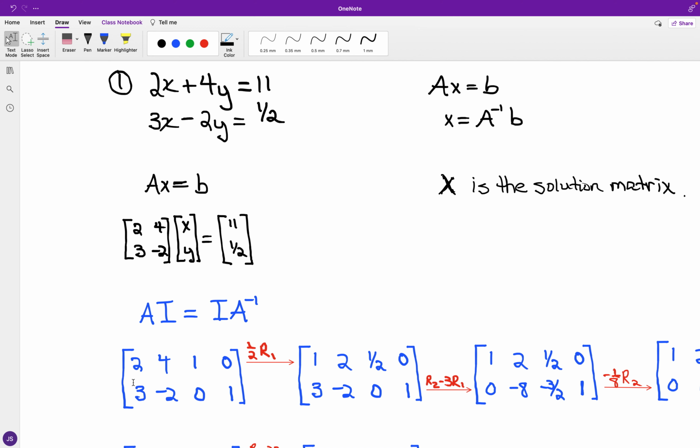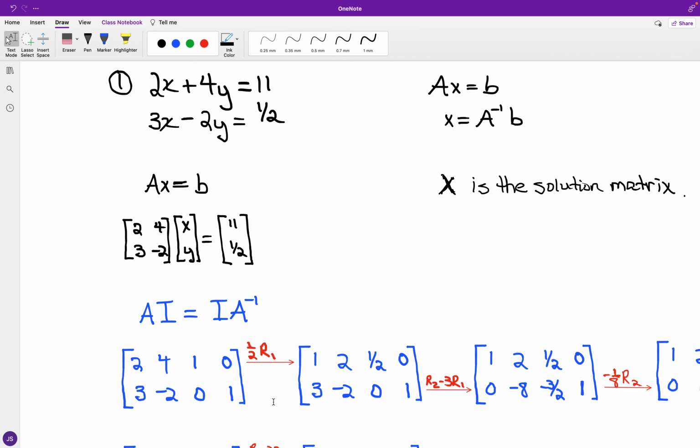So I want the first element, that is the top row, first column value, to be at 1. And what I have is 2. So I can change the 2 to a 1 by taking 1/2 of the first row. That is going to be transformed to 1, 2, 1/2, and 0.